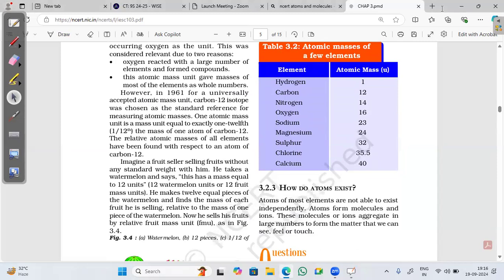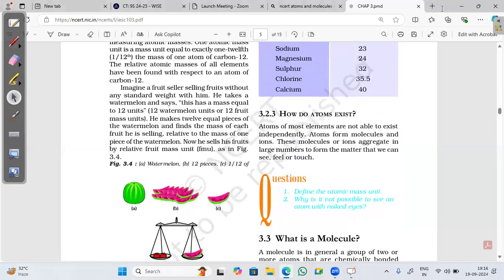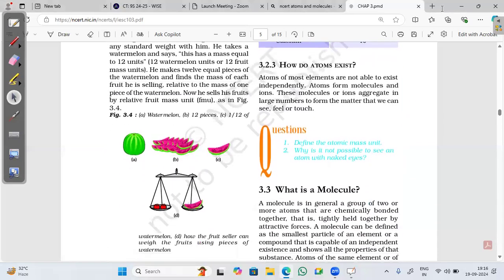Okay. Now, we had also discussed how atoms exist. Some atoms may exist in their free state, like gold and silver, whereas most atoms exist in the combined form. So they are not able to exist independently. Most atoms form molecules and ions. These molecules or ions aggregate in large numbers to form the matter that we can see. So atoms generally exist in the form of ions or molecules.